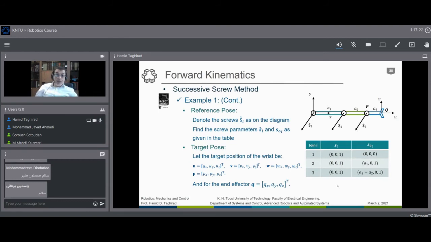As simple as that. What about S0, the position vector? S0 is the difference between here and here, as you see. On this screw axis, it is along 0, so there is no S0. But for S2, it is A1, 0, and 1. This is the direction that we get here. And for S3, the vector that we get here is A1 plus A2. You have a vector that is at this distance, as you see here.